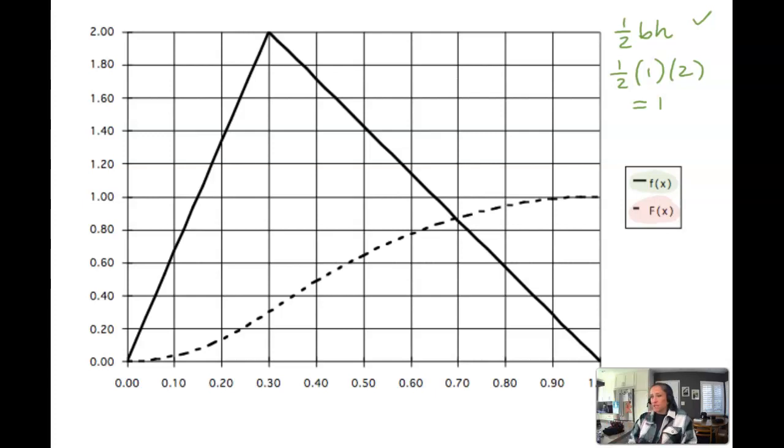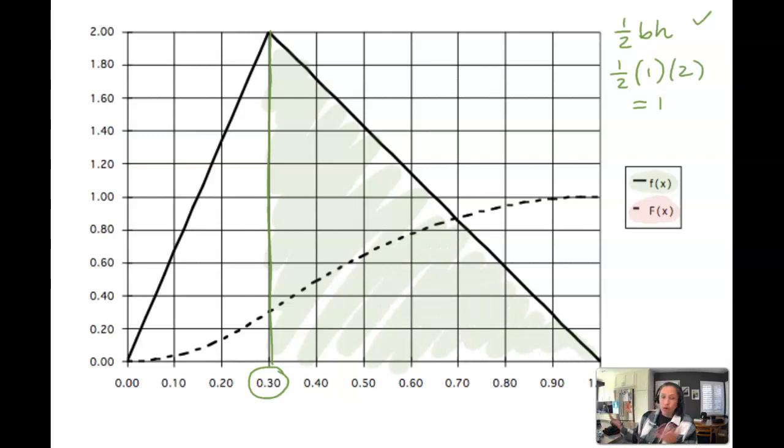So we've been asked in this question to find the probability that x is greater than or equal to 0.3. So you might want to look at what that area actually is. So 0.3 is here. We want greater than or equal to that, so our area under the curve is going to be all of this.